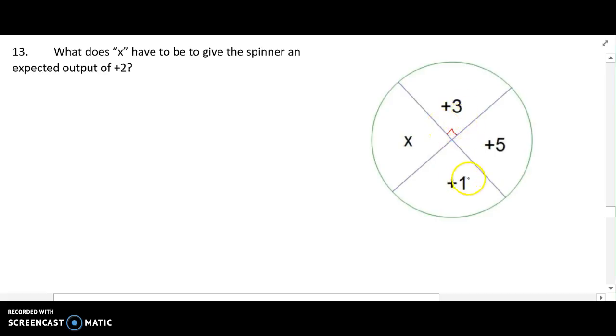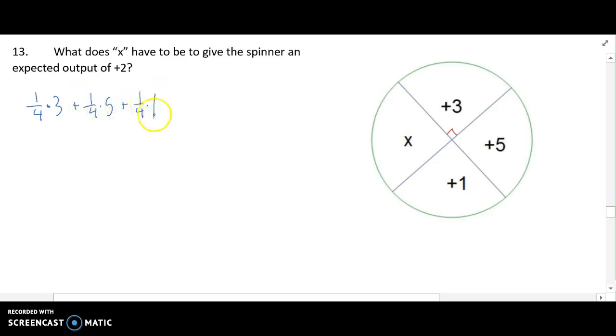Sometimes it'll land on +1, sometimes +3, sometimes +5, and sometimes the x. And if we did this 100 times, we'd want the average number to come out when we added them all together and divided by 100. We want the average to come out to 2. To figure this one out, we have to realize that 1/4 of the region is with the +3. So we're weighting each one of these sections.